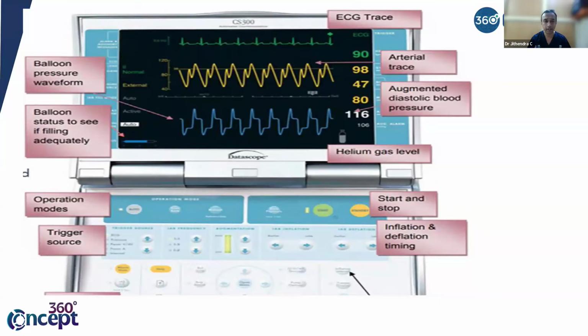Coming to the interface, you have various modes: the trigger settings, the frequency, the augmentation, the various things on your console. You can get an image of this also. They may put up a display of this and ask you what the trace is. Everybody can see this is a 1:1 augmentation. I'll tell you what this 1:1 means. Next you can see the pointer here. This is the timing. You can set your inflation and deflation using these buttons here.